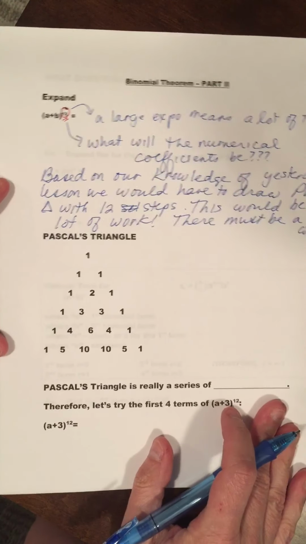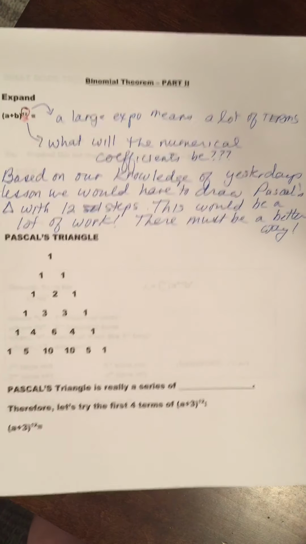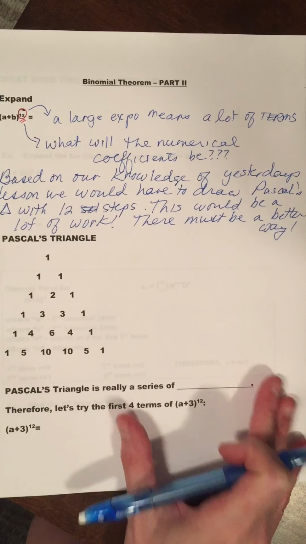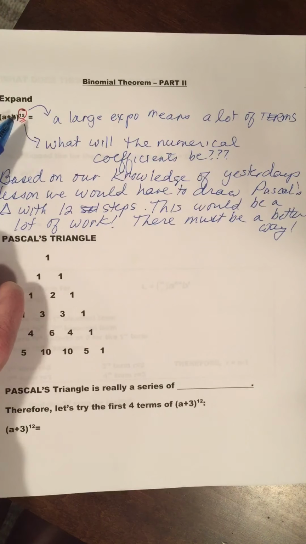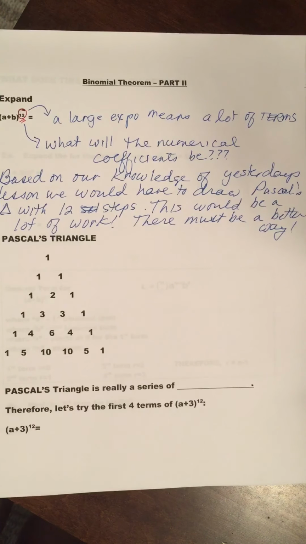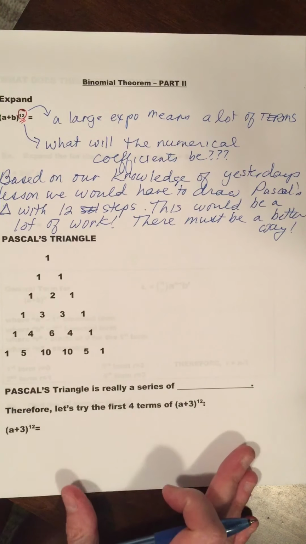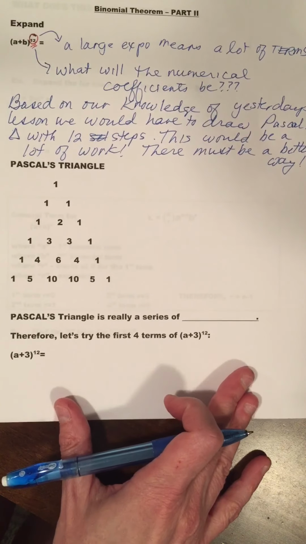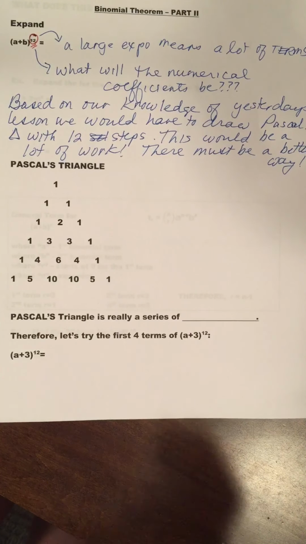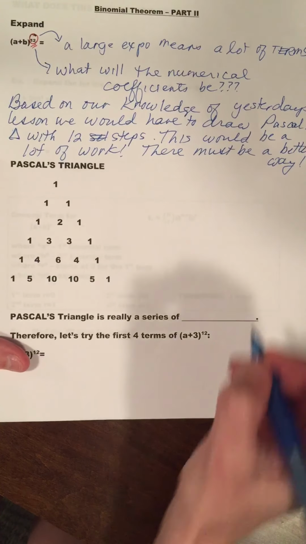Okay, one more time, now that all my writing's done. Based on the fact that the exponent is 12, it would mean that there would be 13 terms, and we would have to continue Pascal's triangle 12 full steps to row 13. Okay? So completely unrealistic to do that. Well, what are we going to do? How are we going to do this? Well, let me show you something really cool.